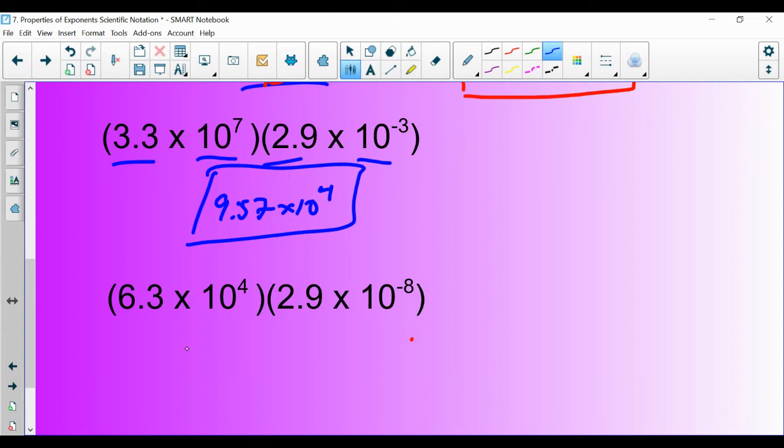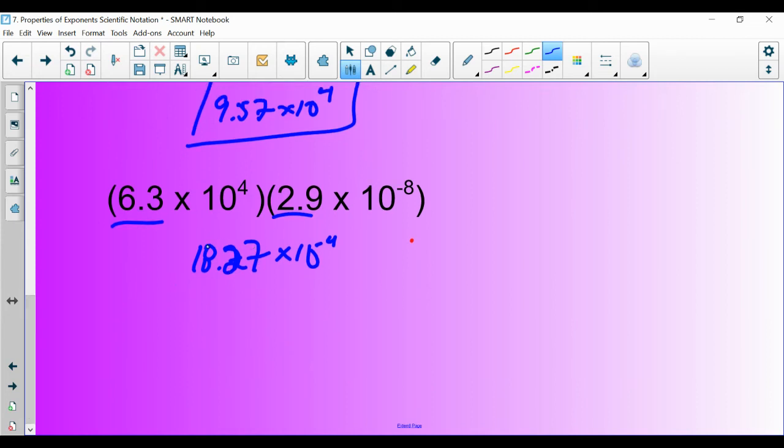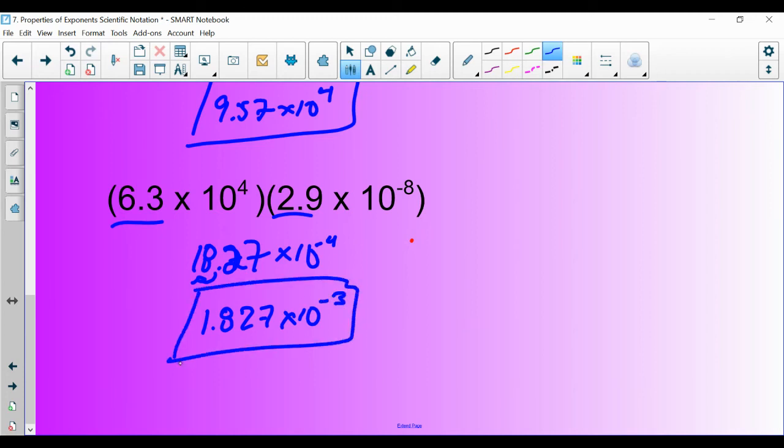But for this one, it's not going to be as easy. 6.3 times 2.9 is 18.27 times 10. And then remember, you would add their exponents and you would get negative 4. Now here, once again, my number is too large. 18.27 is too big of a number. So decreasing it here is going to cause me to increase the exponent. So 1.827 times 10. Increasing the exponent by 1 here is going to make it negative 3, and that will be my answer.